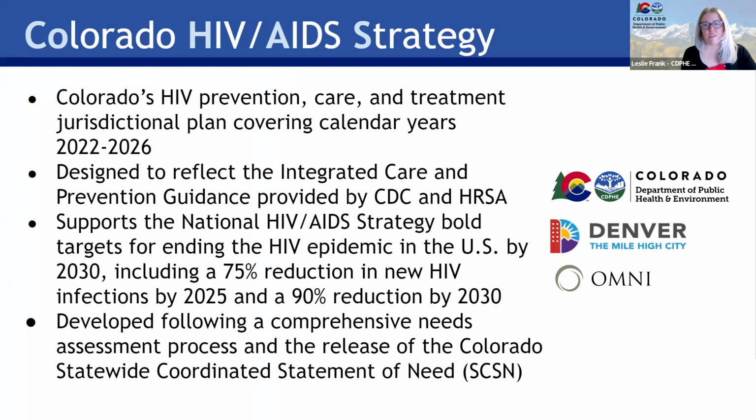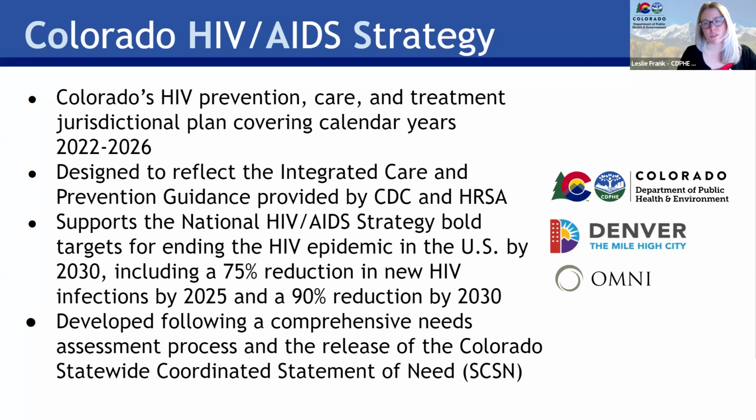So the Colorado HIV and AIDS strategy is Colorado's strategic plan to end the epidemic in Colorado and ensure equitable outcomes for people living with HIV. It focuses on 4 key goals: preventing new HIV infections, improving outcomes and quality of life for people living with HIV, disrupting inequities, and implementing an integrated and coordinated effort to achieve positive outcomes.